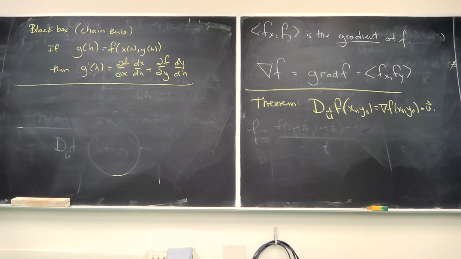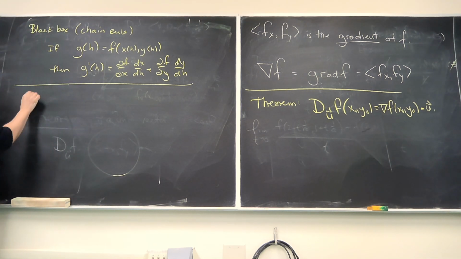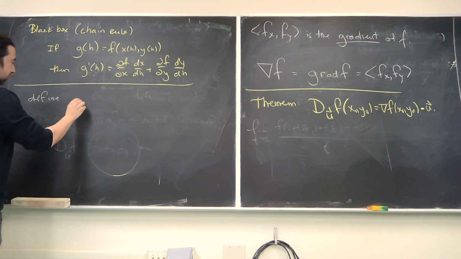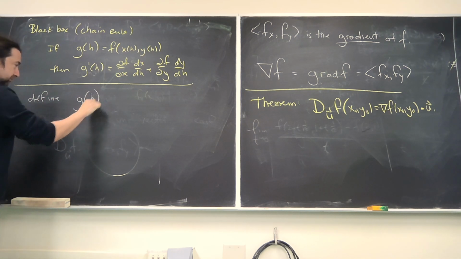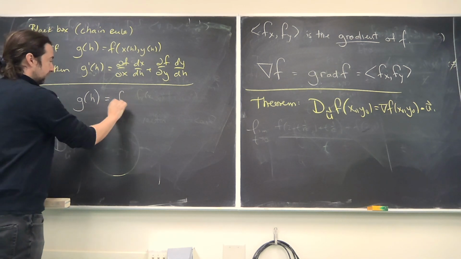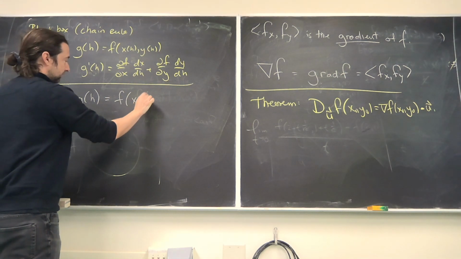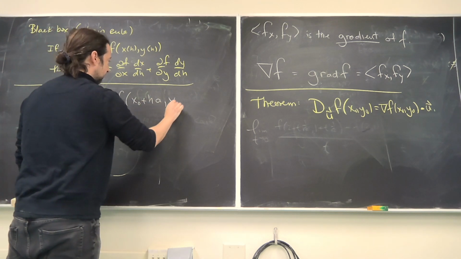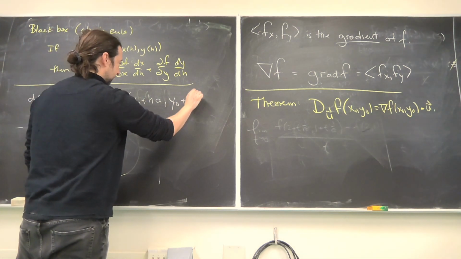Okay, so why is this true? So we're going to define a function g of h, just like this setup right here, to be equal to f of (x naught plus ha, y naught plus hb).